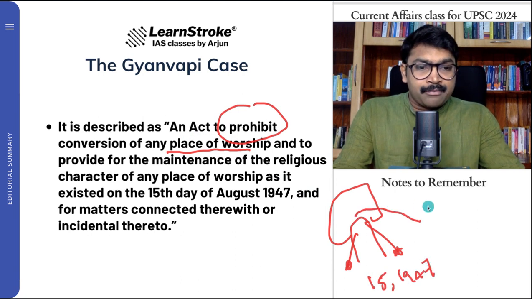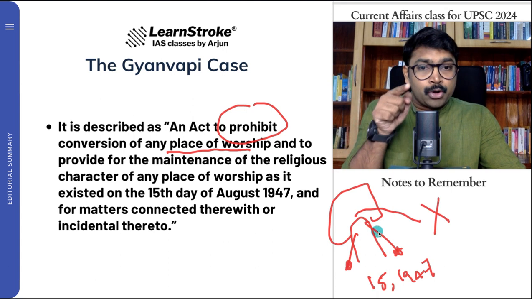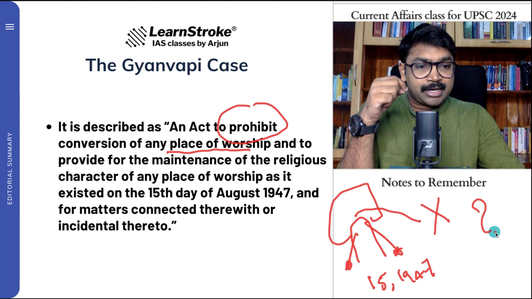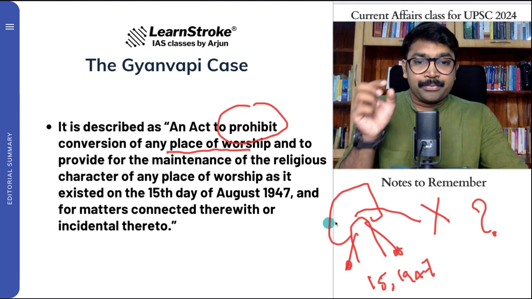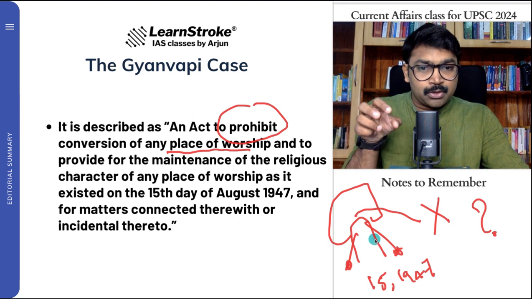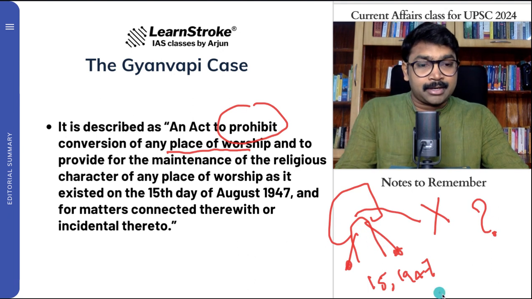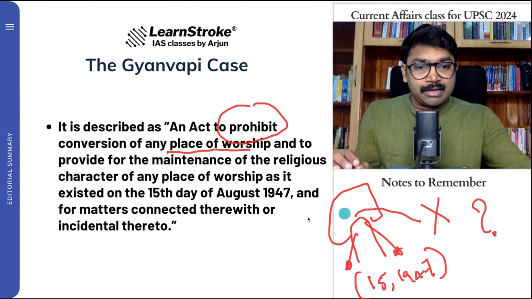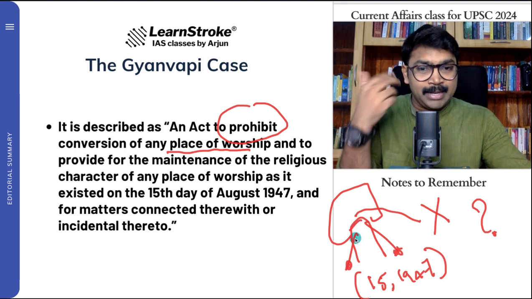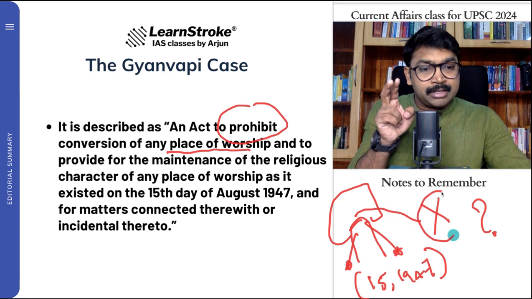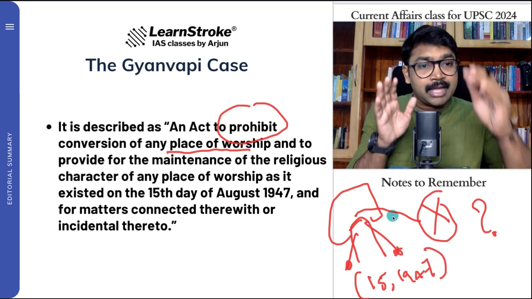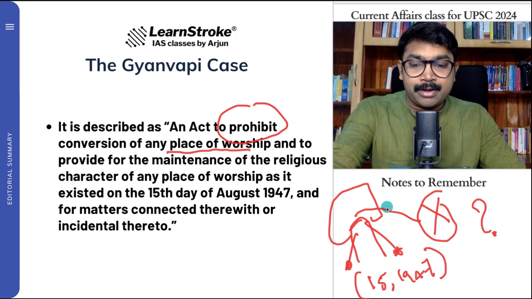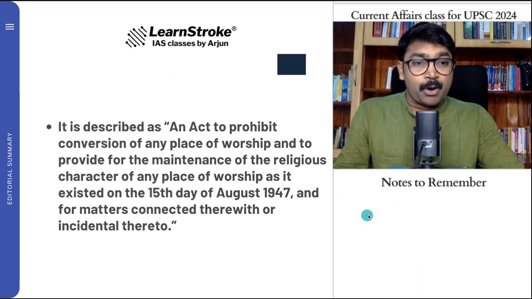So you cannot convert this religious monument into another thing. You cannot construct or convert this into another thing. This Act prohibits conversion of any place of worship and provides for maintenance of the religious character, just as it was on 15th August 1947. So if on 15th August 1947 this was a temple where people used to practice, or any monument, you cannot convert this. It should be protected and maintained as it was on 15th August 1947. So you have to be clear on that. I think you got these points also.